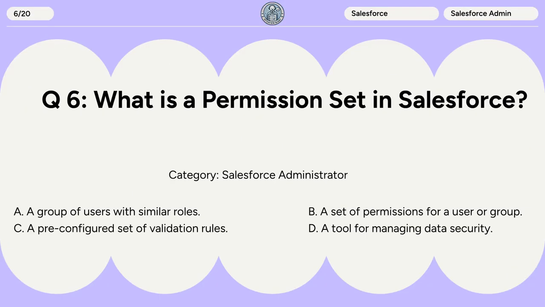Question 6. What is a permission set in Salesforce? A. A group of users with similar roles. B. A set of permissions for a user or group. C. A pre-configured set of validation rules. D. A tool for managing data security.